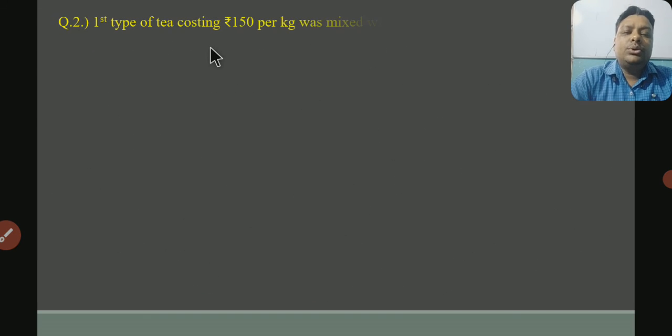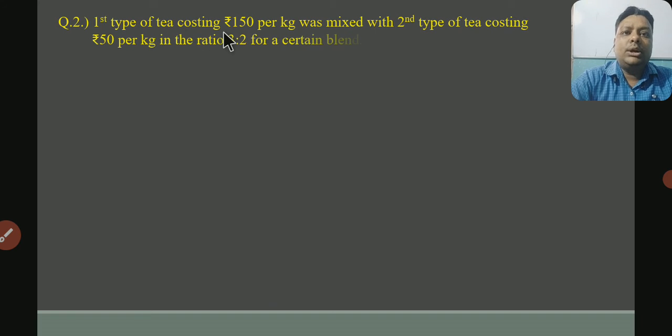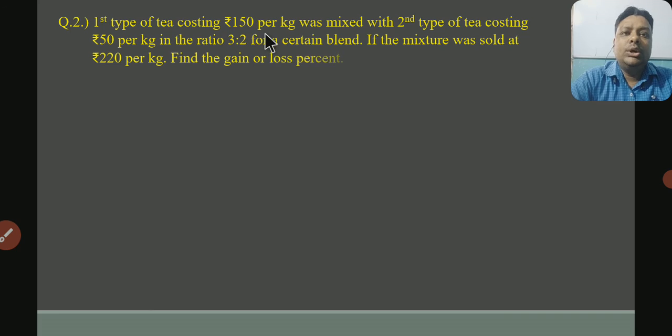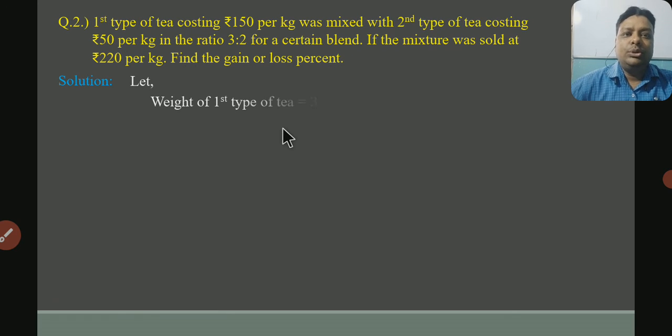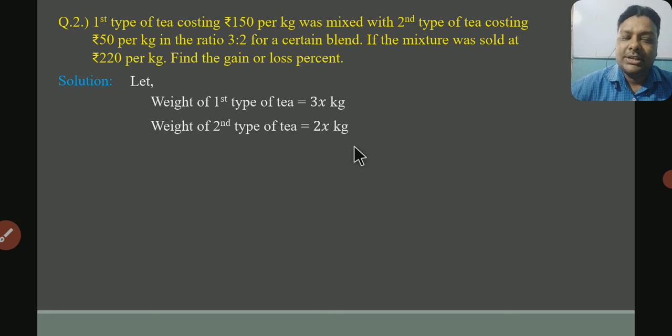Now the question is that there are two types of tea. The first type of tea costs rupees 150 per kg, and the shopkeeper has mixed it with the second type of tea, whose cost per kg is rupees 50, in the ratio 3:2 for a certain blend. Okay. Now if the mixture was sold at rupees 220 per kg, we have to find the net gain or loss percent. So let's see. At first let's assume that the weight of the first type of tea is 3x kg, because it is in a ratio. So 3 multiplied by x, 3x kg, and the weight of the second type of tea is 2x kg. Done.